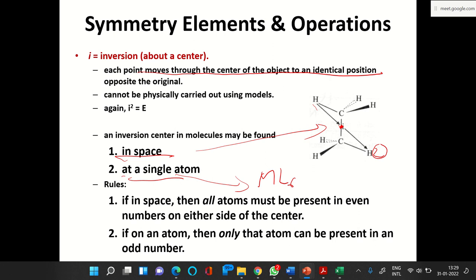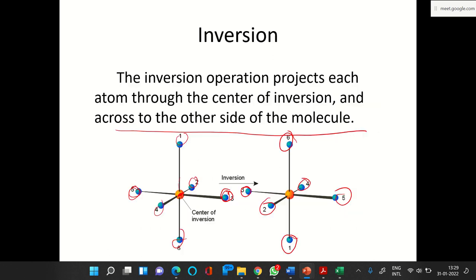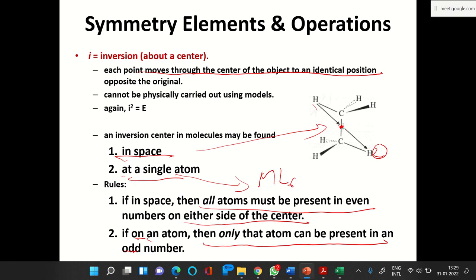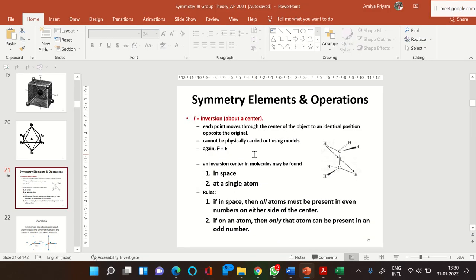The rules are that if the point is in space, then all atoms must be present in even numbers on either side of the center. If the point is located on an atom, then only that atom can be present in odd number. Like in AB6, ML6 type molecules, M must be lying at the center. Take the example of benzene, a very common example. Benzene also has a center of symmetry, right? You can put points across and find that it remains unchanged. Again, in benzene the point is in space, not on an atom. So we'll continue from here.